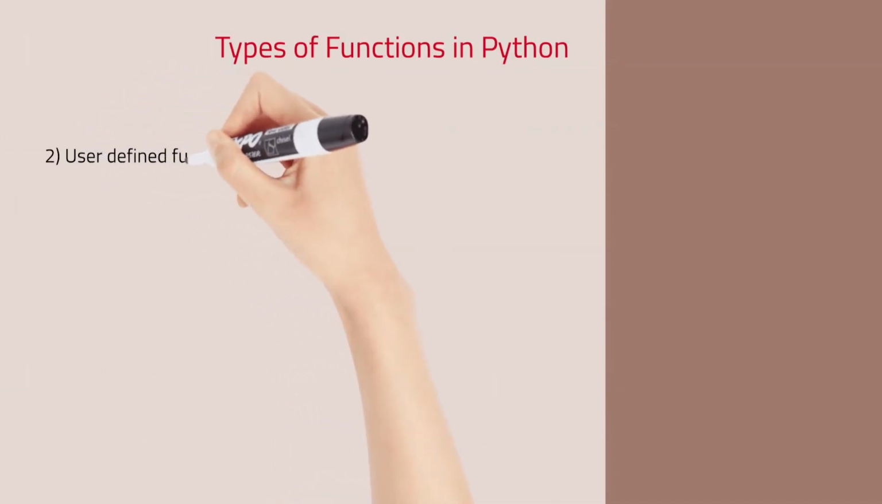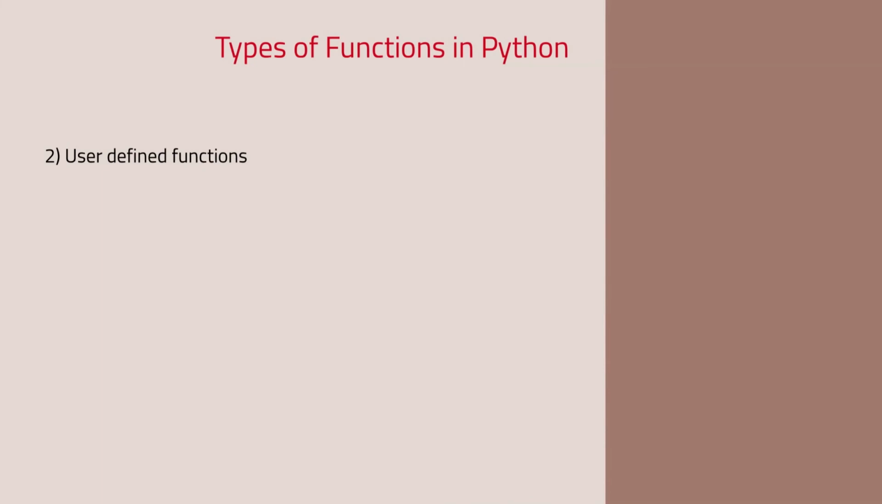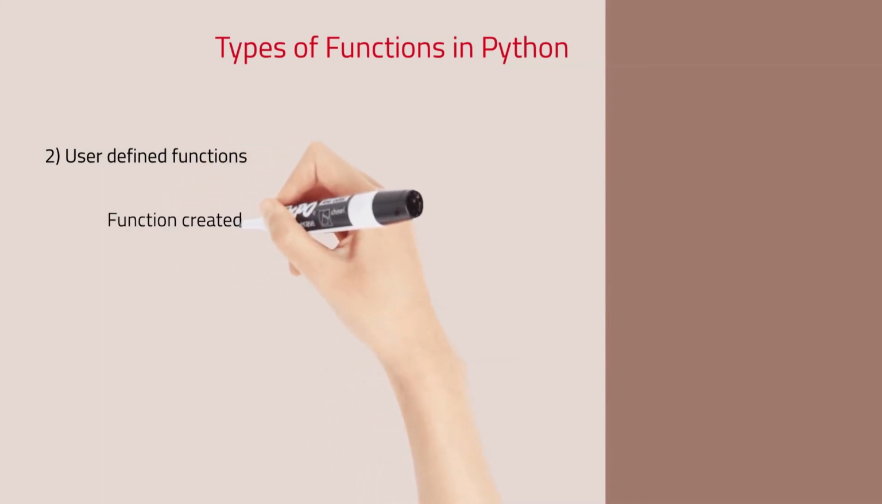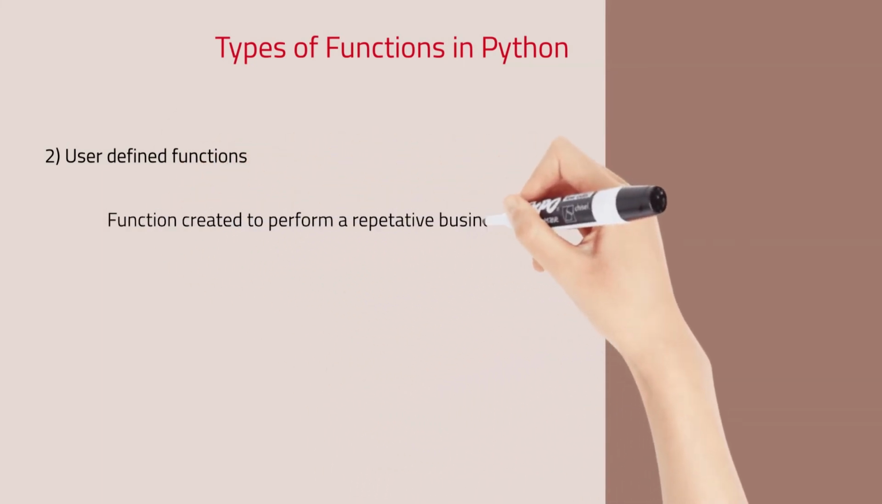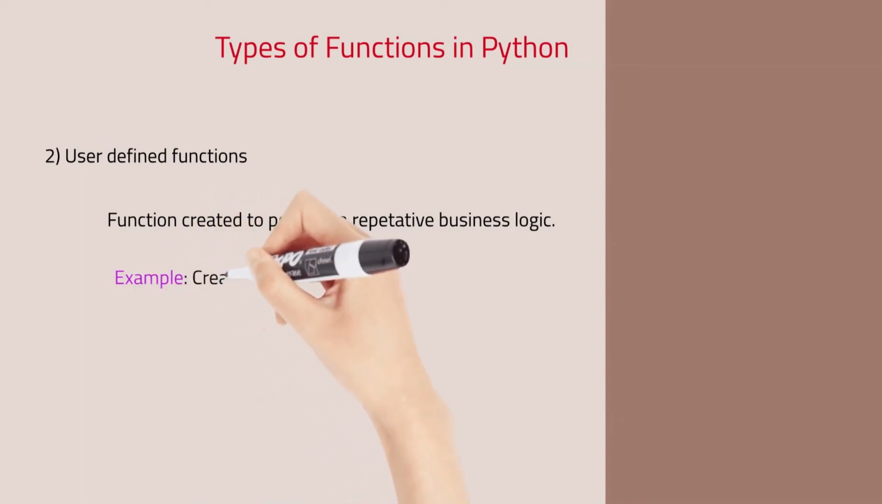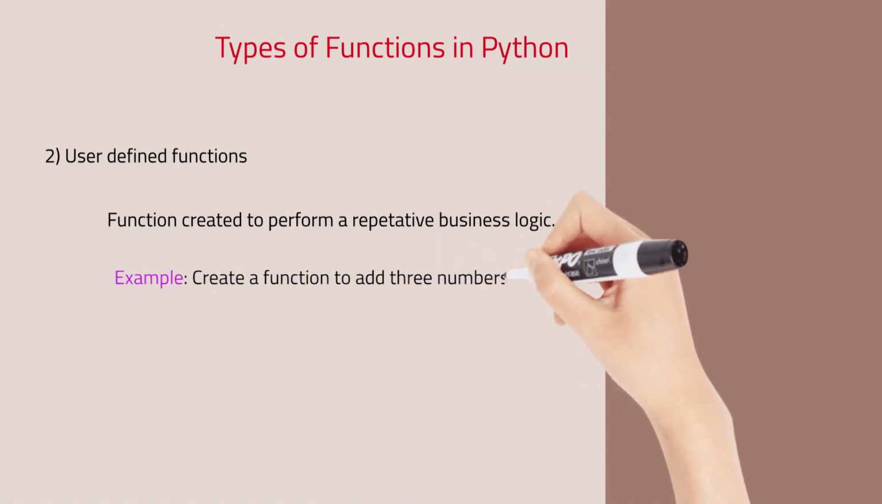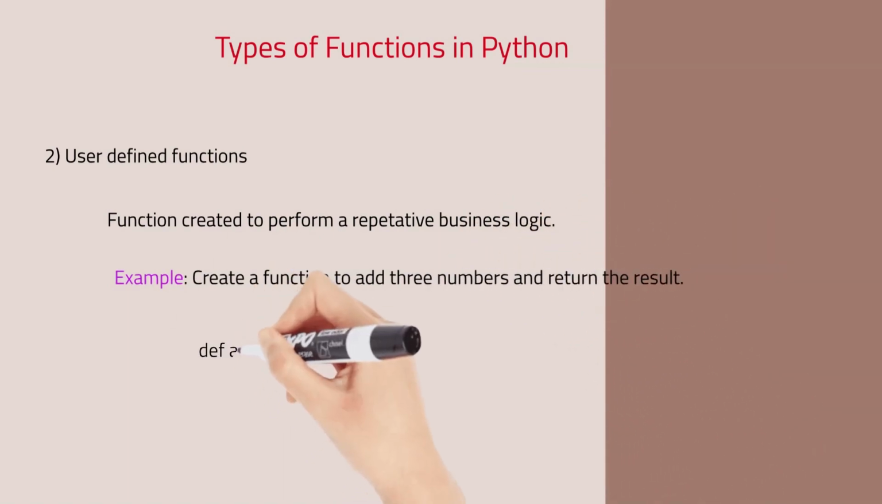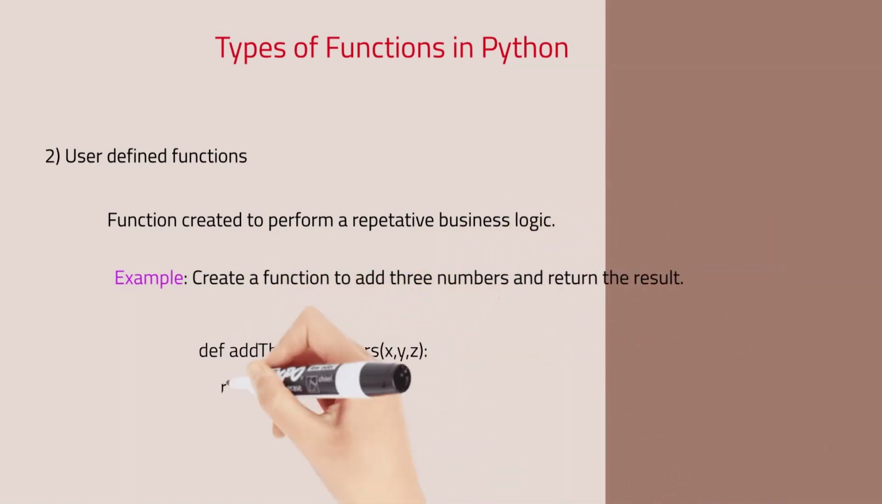Second is the user-defined functions. If there is certain business logic that needs to be executed repetitively, then it's good to segregate it and create a function to perform that repetitive business logic. For example, creating a function to add 3 numbers and return the result. This is an example of a user-defined function.